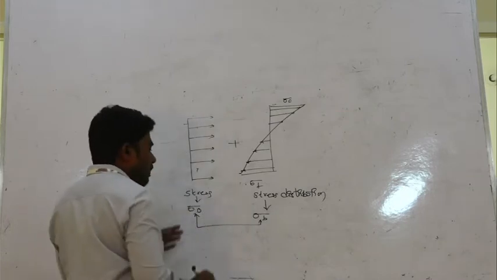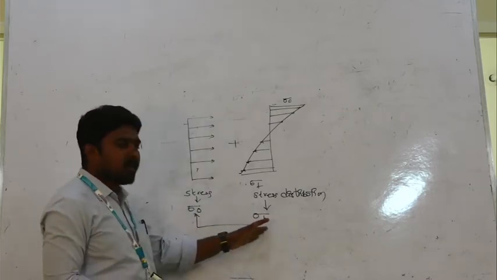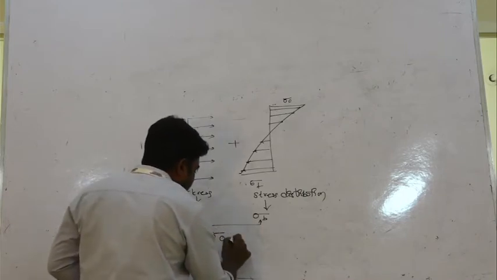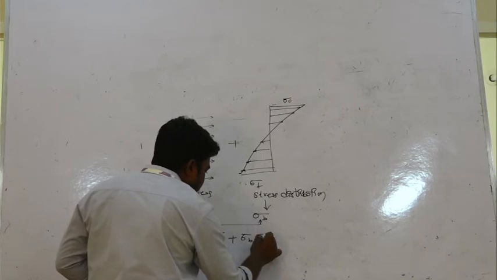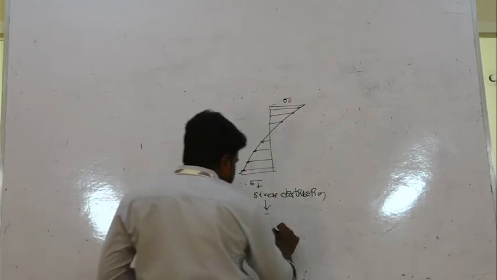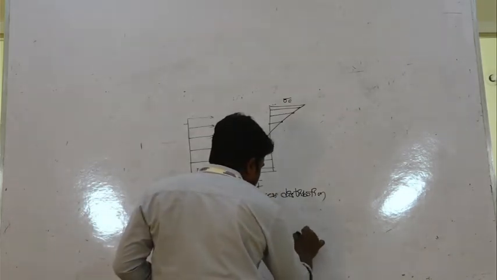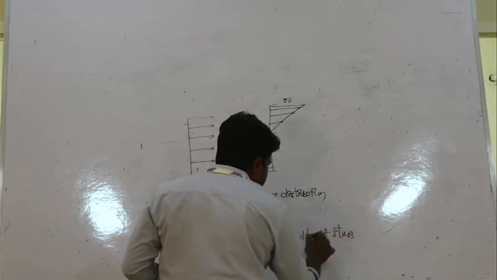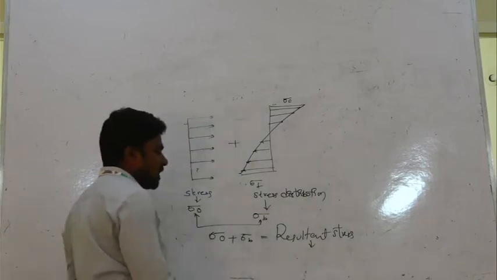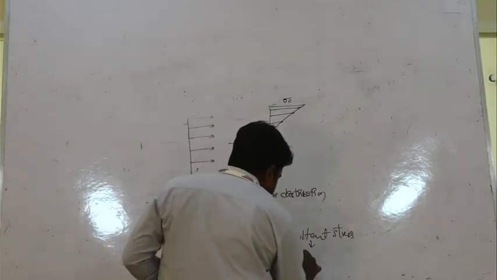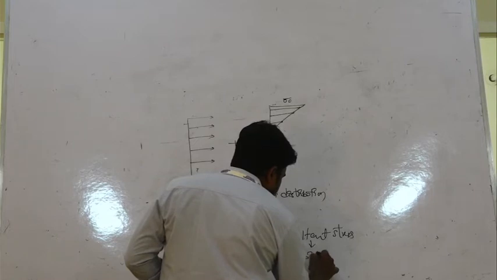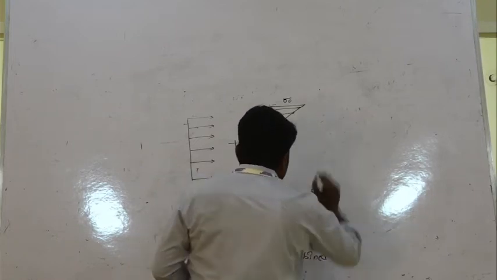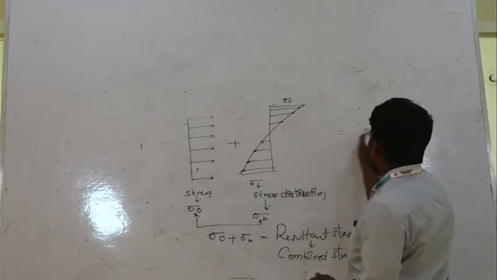Sigma naught simply represents direct stresses and sigma b simply represents bending stress. Both are combined: sigma naught plus sigma b equal to resultant stress. Simply it is represented as combined stress. The stress distribution is like this.